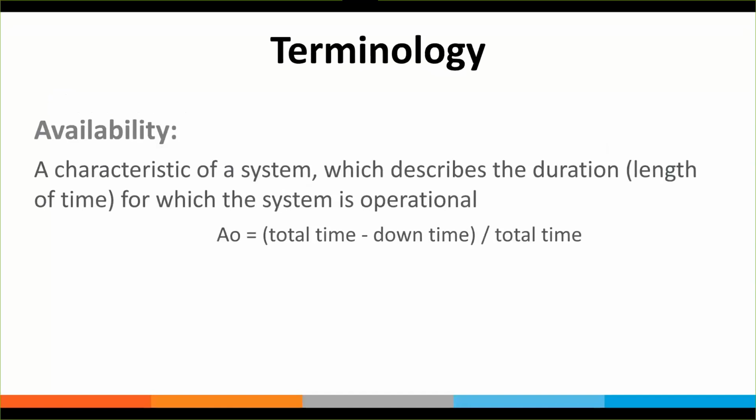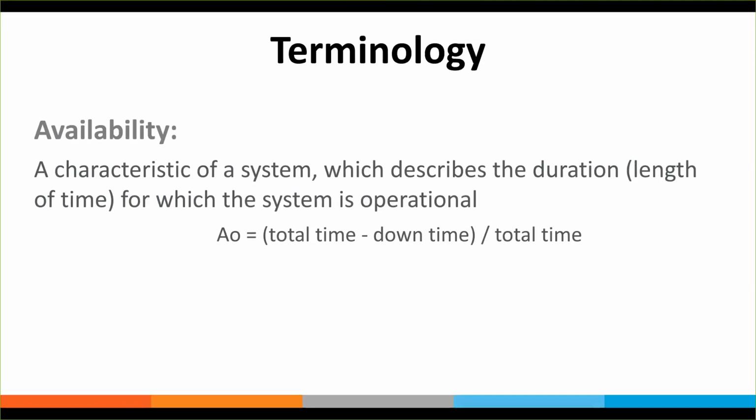Availability is generally A_O, is the way it's done. And it's total time minus the downtime, divided by the total time. That's how you figure out what your available time is. So you take the total time available.